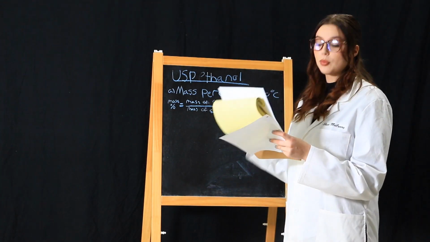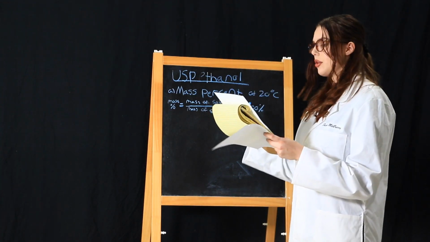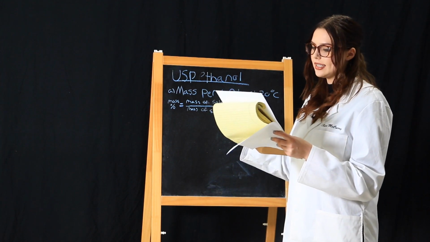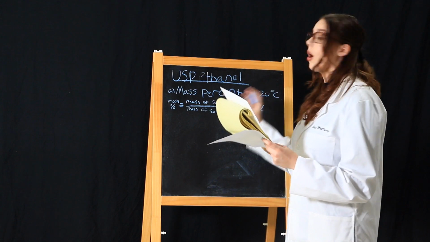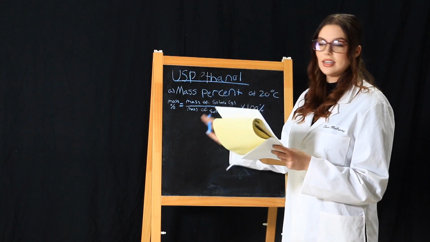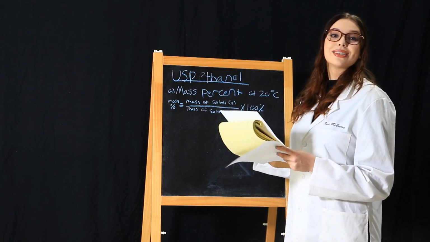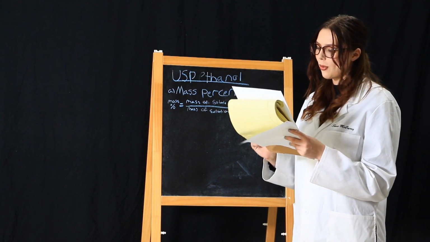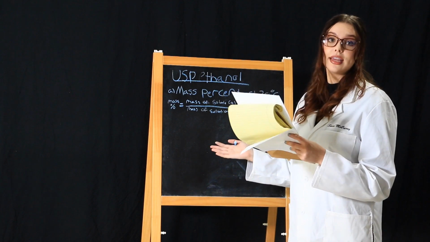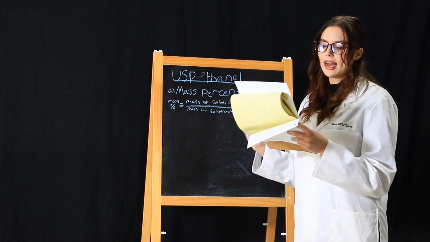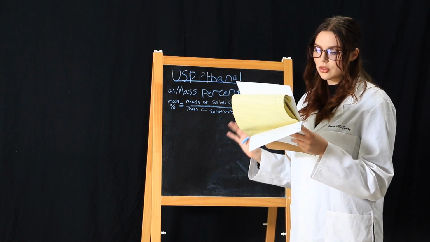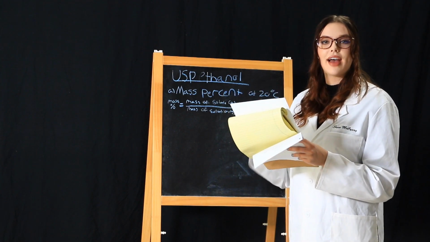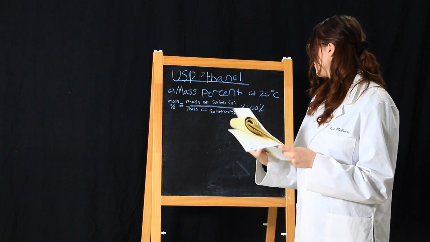So question 3 is about USP ethanol, which is used for medical purposes. It is 95% ethanol by volume. Volume being the key word. At 20 degrees Celsius, pure ethanol has a density of 0.789 grams over milliliter, and USP ethanol has a density of 0.813 grams over milliliter. We want to find the mass percent of ethanol over USP ethanol.